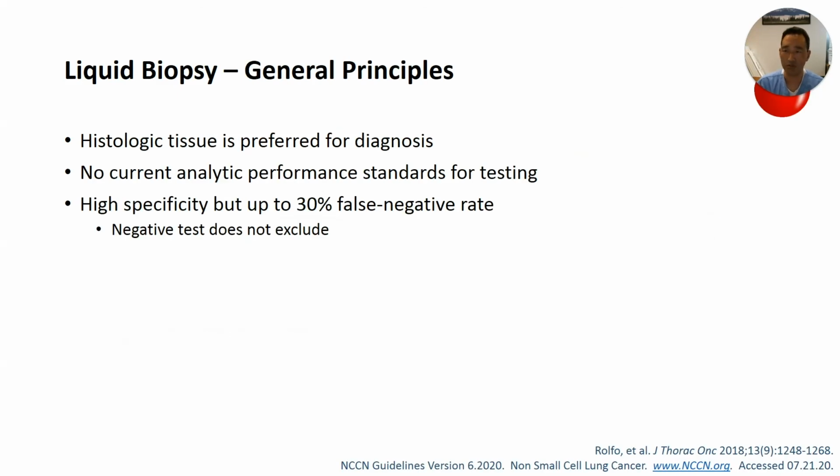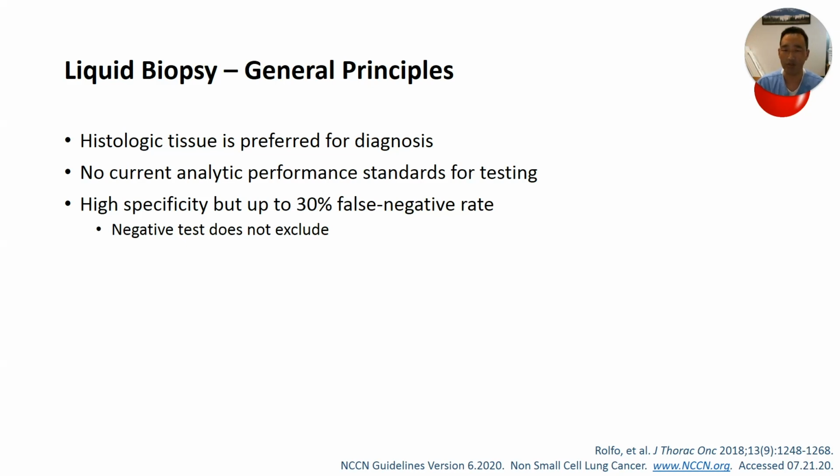So what are some of the general principles for liquid biopsy? Number one is that histological tissue is still the preferred diagnostic method. Number two, there are currently no analytic performance standards for testing, though hopefully those will be emerging. The third issue is that most of these liquid biopsies have very high specificities. They are actionable if we find something, but they may have high false negative rates. So remember that when you're assessing your patients.